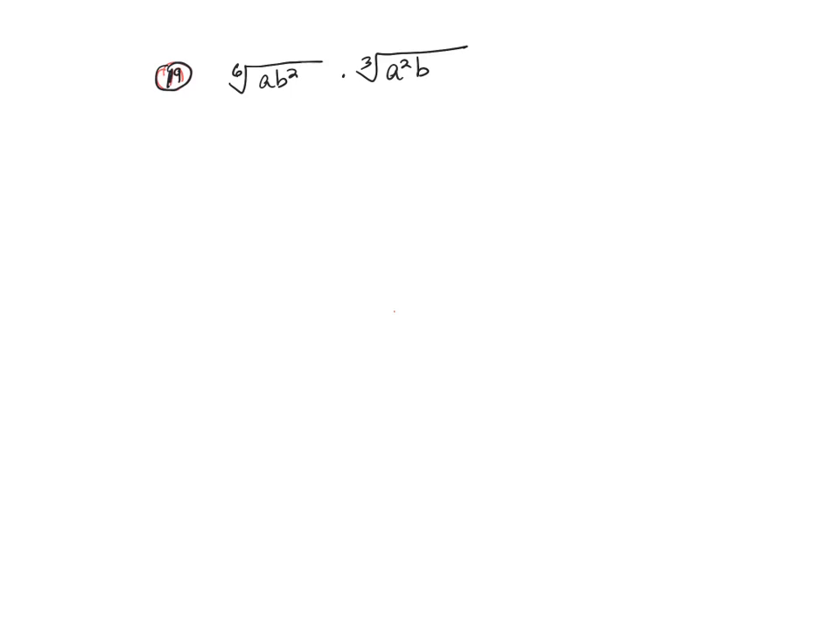Okay, so what I do is I just take the ab squared, raise it to the 1/6, and the a squared b, and raise it to the 1/3. Then, using the rules of exponents, I bring the 1/6 over and multiply when I can. So I get a to the 1/6 b to the 2/6 times a to the 2/3 and b to the 1/3. And this is all multiplication. So we could rearrange the variables using the commutative property.